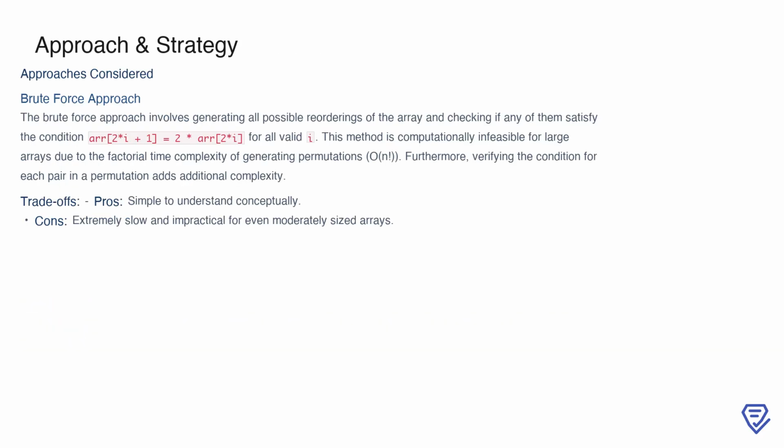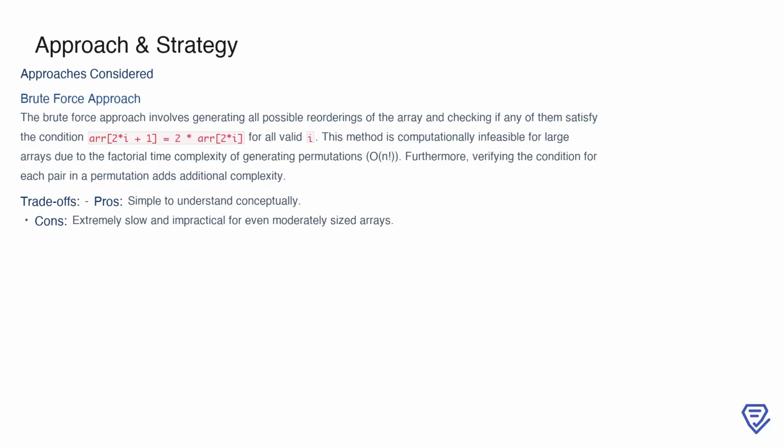To tackle the problem of determining if an array can be reordered into pairs where one element is double the other, one approach we could consider is brute force. This involves generating all possible permutations of the array and checking if any of them satisfy the condition that, for every valid pair, the second element is exactly double the first. While conceptually simple, this approach is computationally prohibitive.